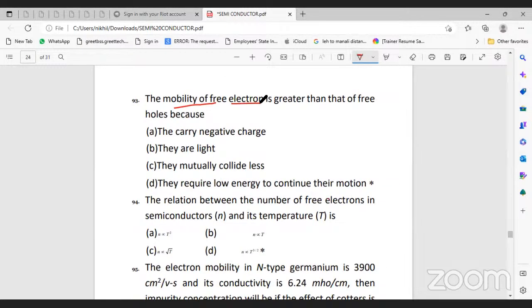Mobility of free electrons is greater than that of free holes, because the mass of a hole is more, and the mass of a free electron is less. Since the mass is less, it acquires very low energy to continue its motion.